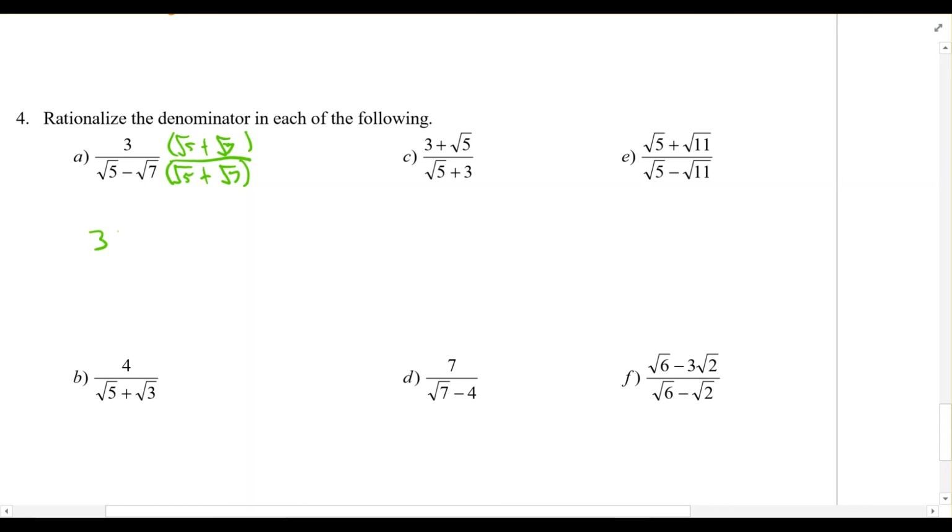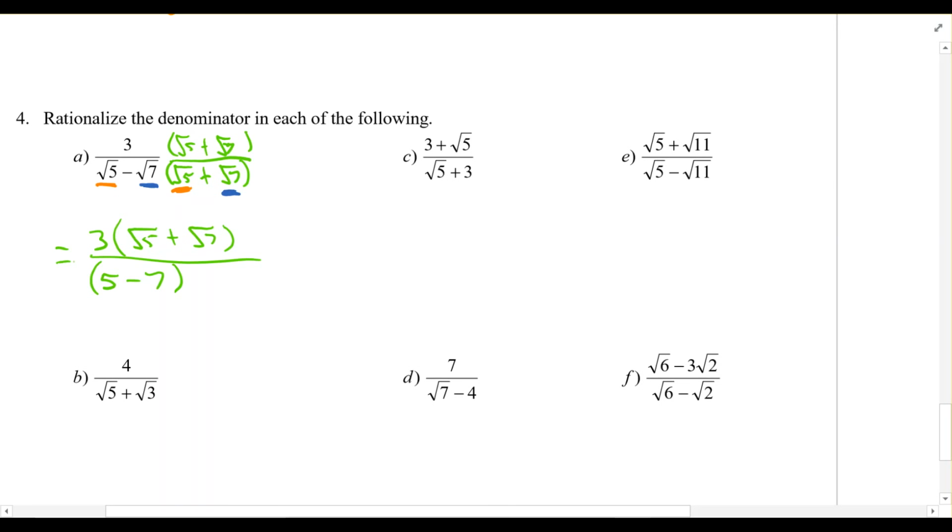I'm just going to leave the top as 3 times square root of 5 plus square root of 7 for now. The bottom, remember I said since the middles are going to cancel anyway when you multiply by the conjugate, all we got to do is multiply that one by that one and that one by that one. And then you're done because the middles were going to cancel. So if we do that, we get root 5 times root 5. Well, that's just 5. Negative root 7 times root 7, well, that's just negative 7.